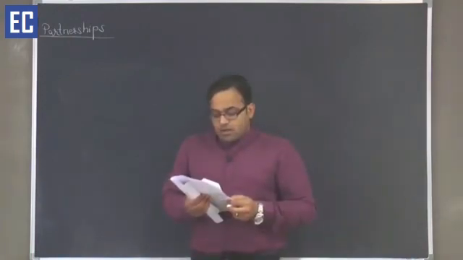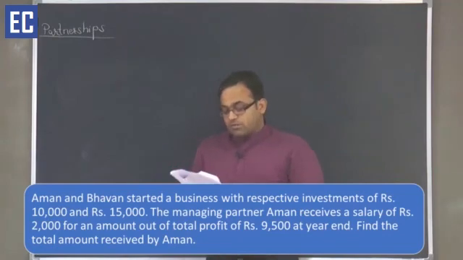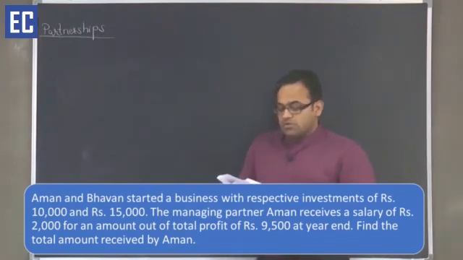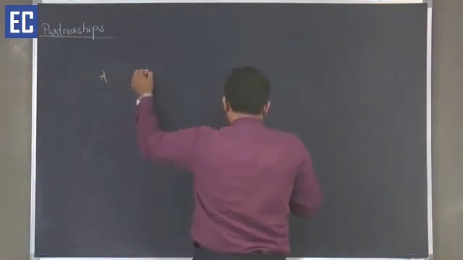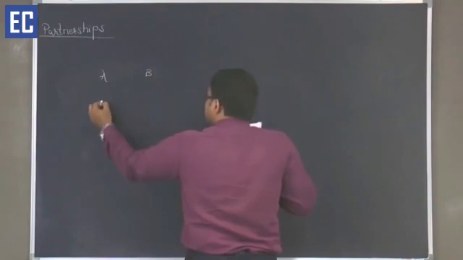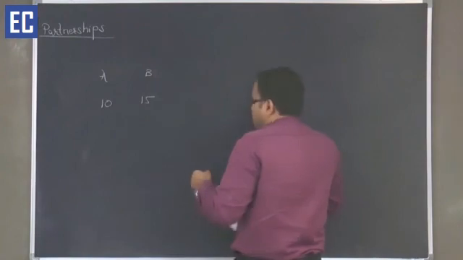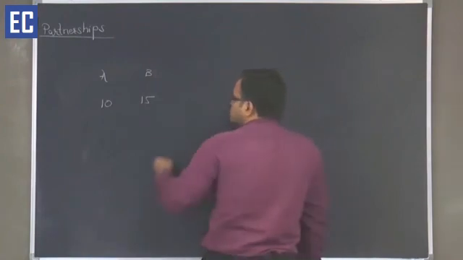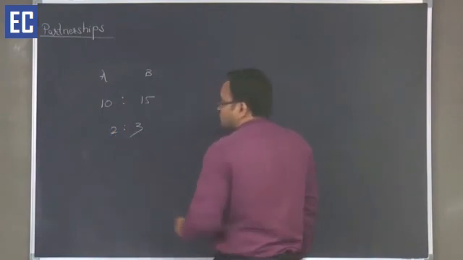Example 4. A and B started a business with respective investments of 10,000 and 15,000. The managing partner Aman receives a salary of 2,000 out of the total profit of 9,500. Find the total amount received by Aman. So this time we have got two people, Aman and Bhavan. They are investing 10,000 and 15,000. Because their amounts have been invested for the entire duration of 12 months, for the sake of ratio, the ratio will be 10:15. So this becomes 2:3.